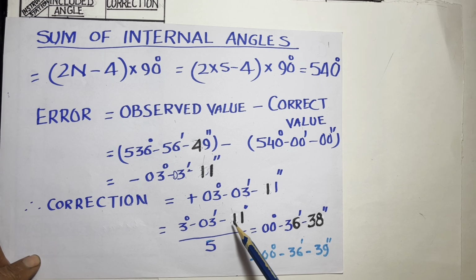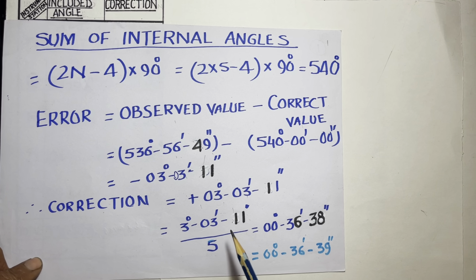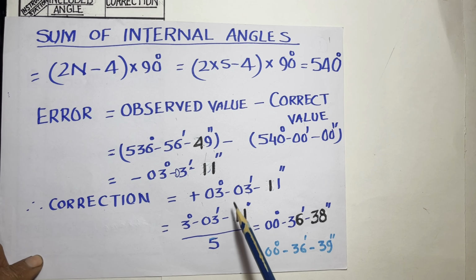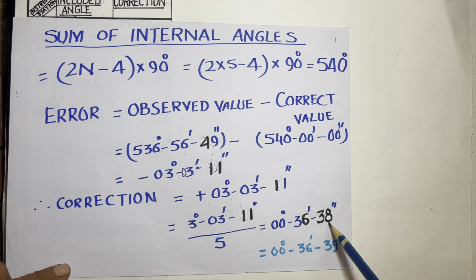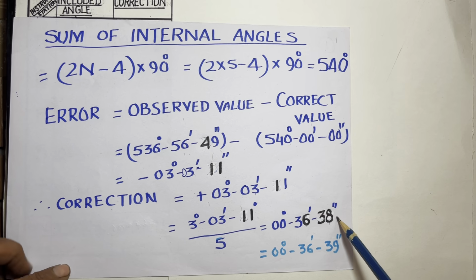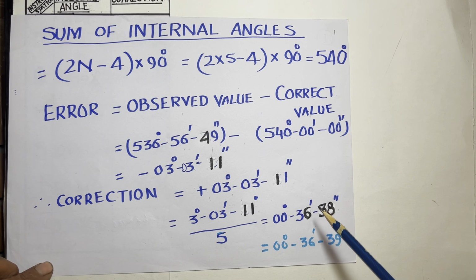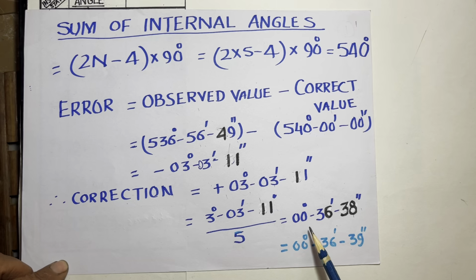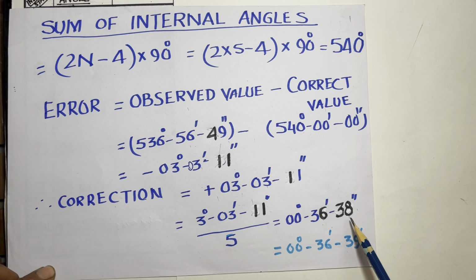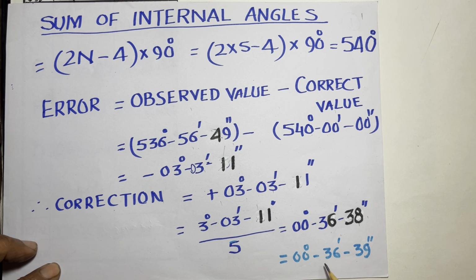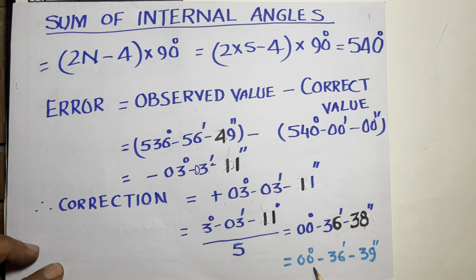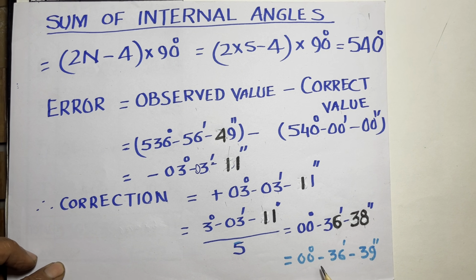But in our case, we have the 5 angles, so this total correction is divided by 5. This comes to be 36 minutes and 38 seconds, but there is a remainder of 1 second. So in these five angles, we can adjust the correction as 36 minutes and 38 seconds, but there is a remainder of 1 second. So in the biggest angle, we can adjust 0 degree, 36 minutes and 39 seconds.